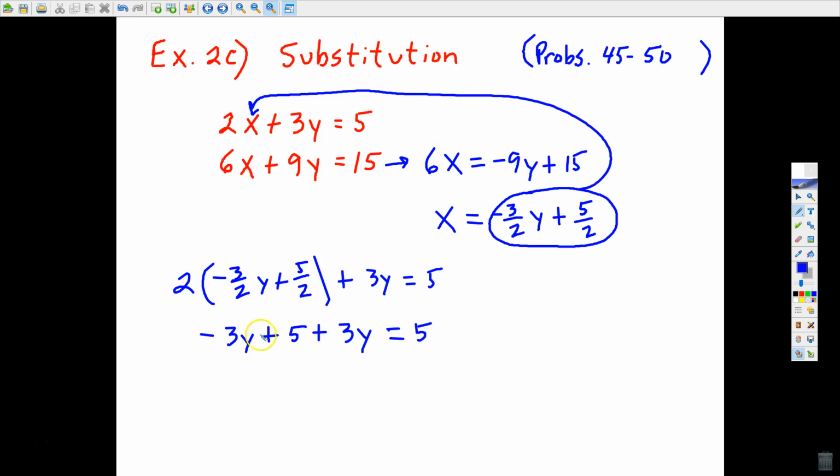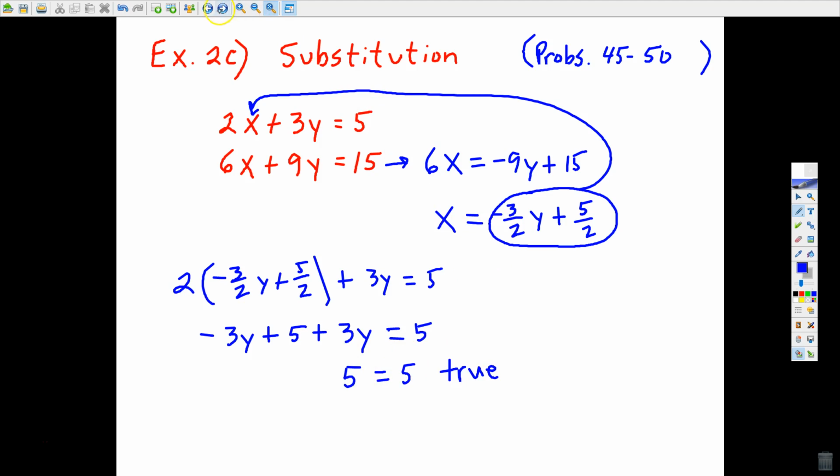Okay, and this is kind of interesting. If you notice, the y terms cancel each other. And I'm left with this situation that basically says 5 is equal to 5. Interesting. The variable cancels, and I'm left with what is obviously a true statement. This is a true statement that 5 is equal to 5. So whenever this happens, the variable cancels and what remains is a true statement.